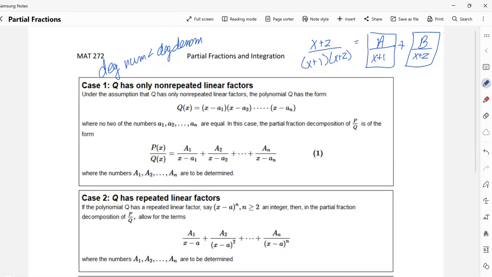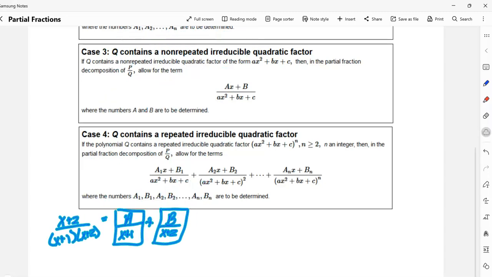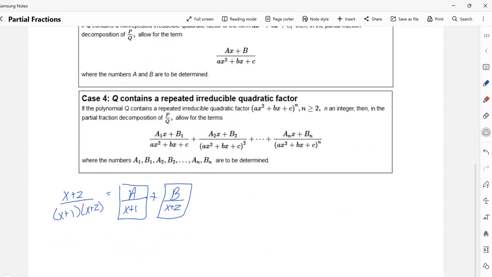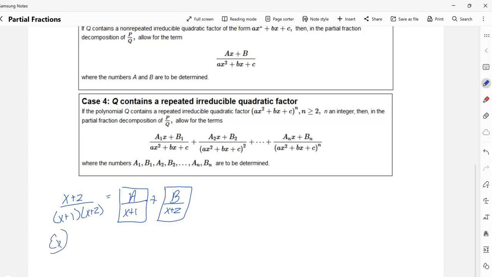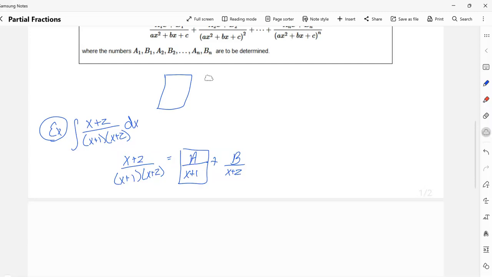So let's take this problem and let's integrate it. This problem in Calc 2 would start this way. It would say integrate x plus 2 over x plus 1 times x plus 2 dx. So we would start by using partial fractions and figure out what those fractions are going to be. If I can figure out what A and B are, then I would be integrating this thing, and that's going to be really easy to integrate.